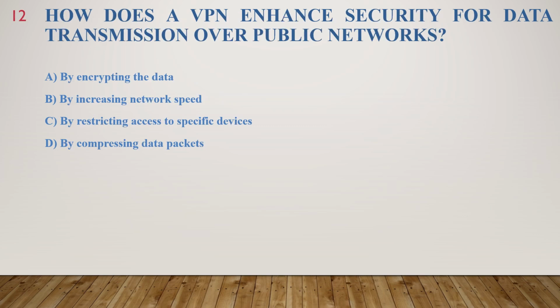Question number 12. How does a VPN enhance security for data transmission over public networks? A. By encrypting the data. B. By increasing network speed.